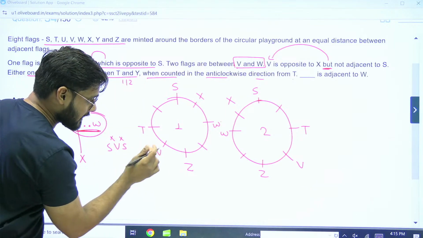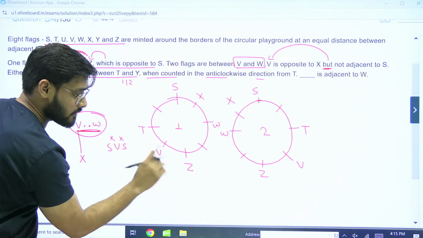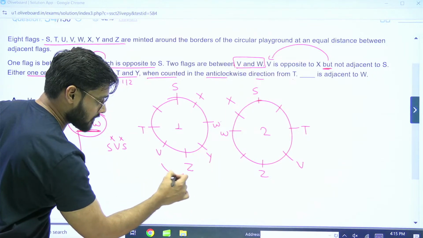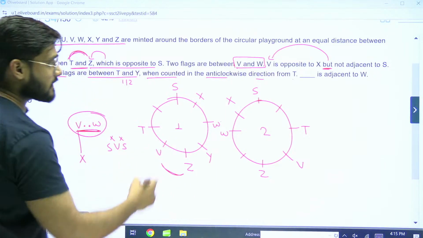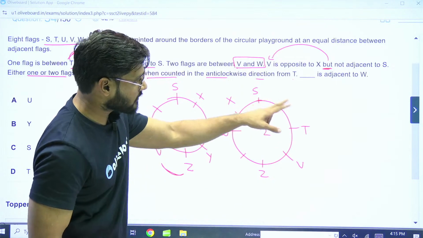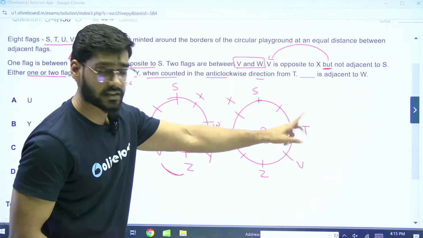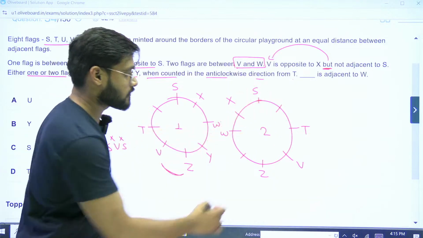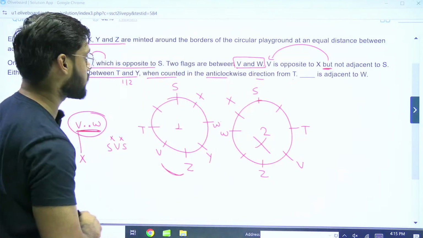So between T and Y, 1 cannot come because between T and Z, 1 is there. So in the anti-clockwise direction, Y will come over here and 2 are coming between T and Y. In this case, 1 cannot come between T and Y, because in the anti-clockwise direction from T, 1 is coming between T and S, and 2 is coming between T and X. So this is the wrong one.